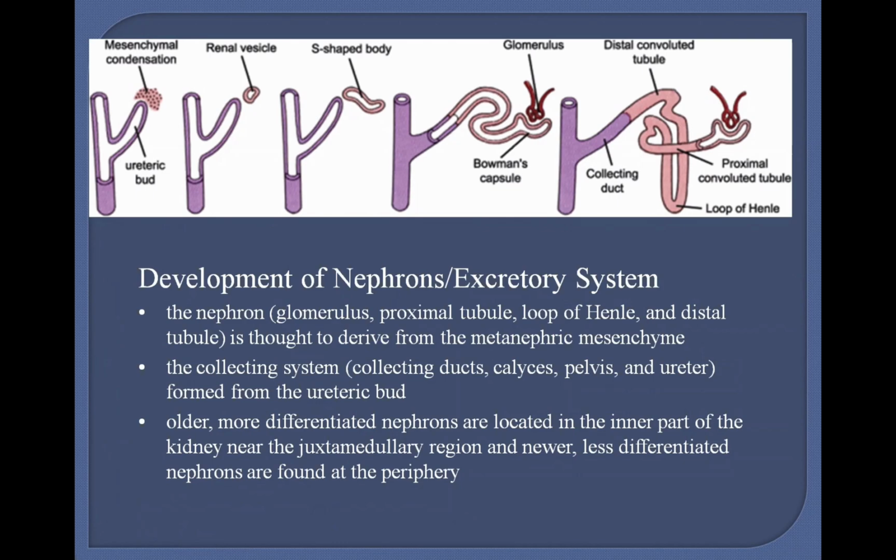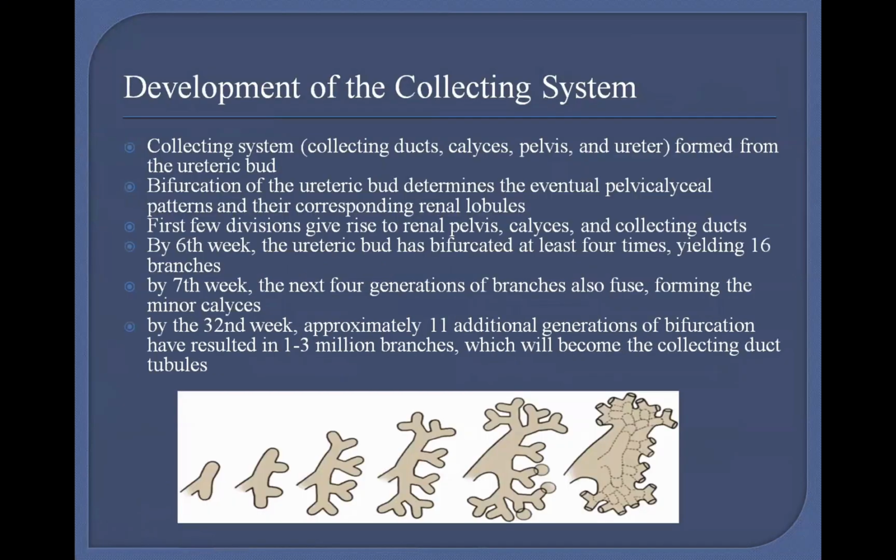Older and more differentiated nephrons are located in the inner part of the kidney near the juxtamedullary region, while newer and less differentiated nephrons are found in the periphery. In the next slide, a few points about the development of this collecting system. This developed from the ureteric bud as mentioned before. The bifurcation of the bud is the main thing which determines the eventual pelvic-calyceal patterns and their corresponding lobules. Initial few divisions will give rise to the renal pelvis, followed by the major calyces, then the minor calyces, and ultimately collecting ducts.